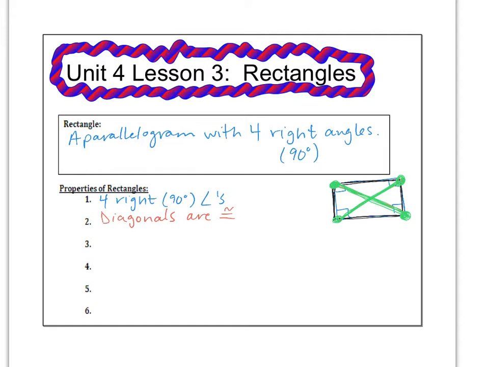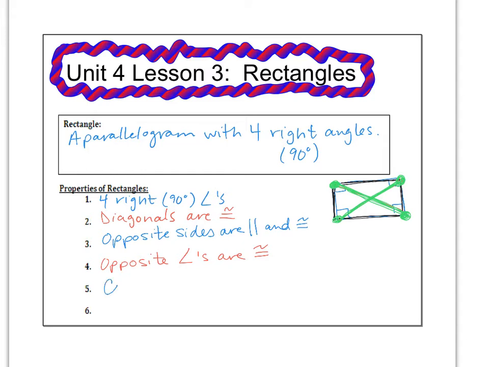Okay, I know that was a long story. Moving on. So property number 3 is opposite sides. Opposite sides are parallel, and we're just going to use the symbol, and congruent. So if you have a rectangle, the opposite sides are parallel and the opposite sides are the same length. Number 4, opposite angles are congruent. So the angles across from each other are the same size.